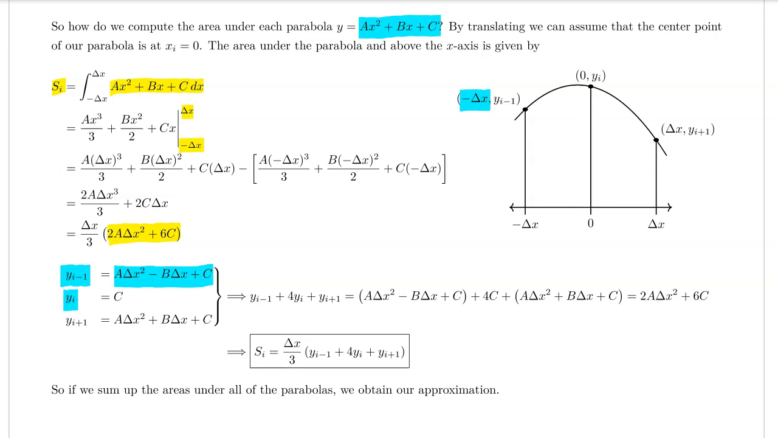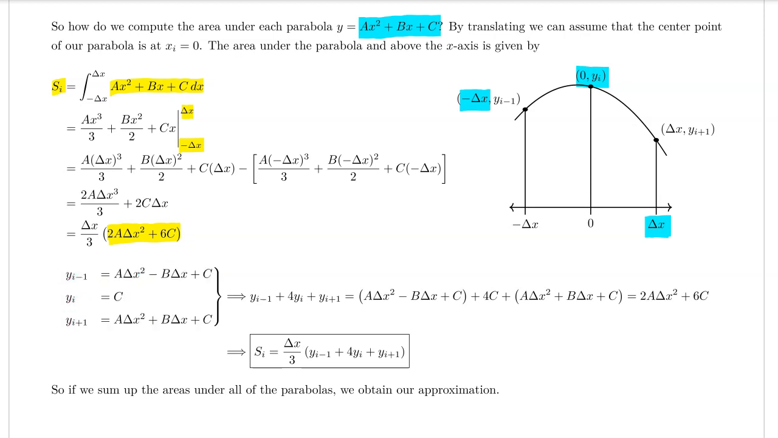When we evaluate y sub i, we're going to get c, because at that point, the x value is 0. So ax squared and bx become 0, and so we're just left with c. And then if I want to find y sub i plus 1, what I'm doing is I'm taking delta x, and I'm plugging that into my quadratic function, and we get this expression.